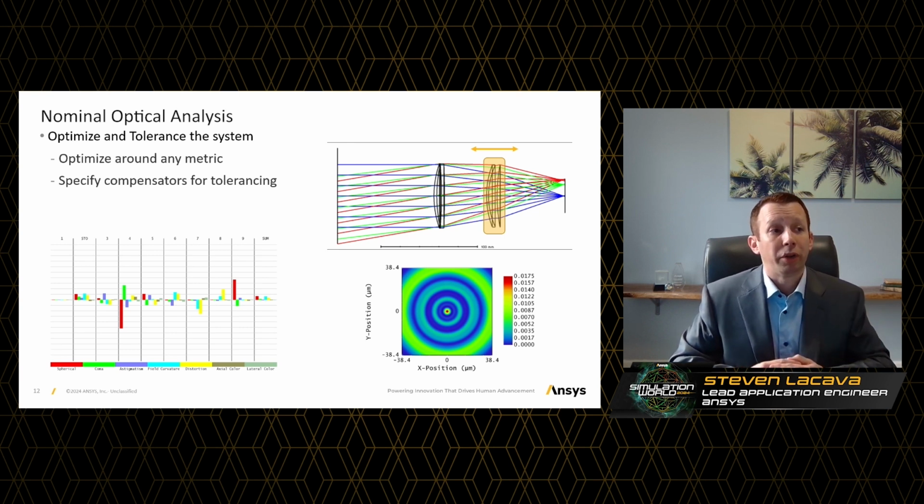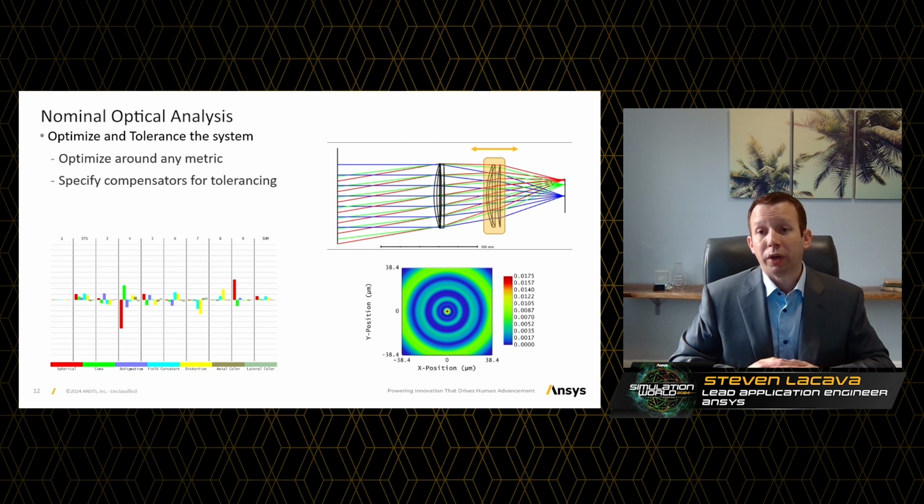Let's assume, for example, just to keep it simple, that the first doublet that you see in the system on the upper left there is going to be glued into place. What happens if it's glued incorrectly? What if it's decentered, tilted, etc.? That second doublet that's highlighted might be the compensator in that case. We might allow that to actually move to some degree or tilt or rotate.